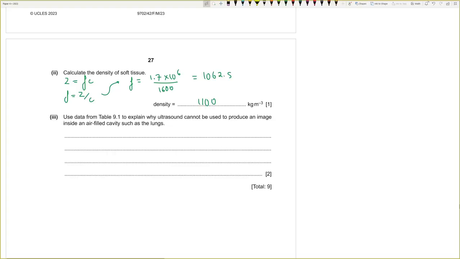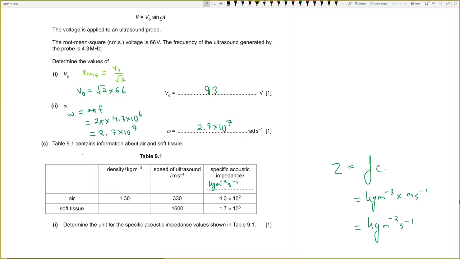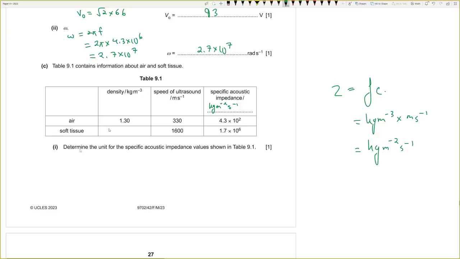Use data from table 9.1 to explain why ultrasound cannot be used to produce an image inside an air-filled cavity such as the lungs. So ultrasound isn't used for air-filled cavities. It's mainly used for structures in the abdomen, the pelvis, etc. Mainly because, look at the difference of Z here. The difference in Z between air and soft tissue is huge.